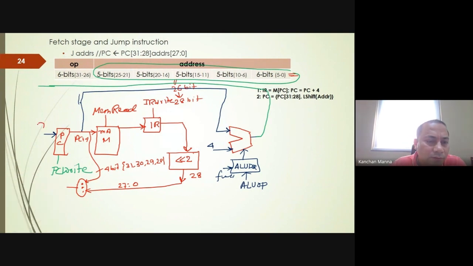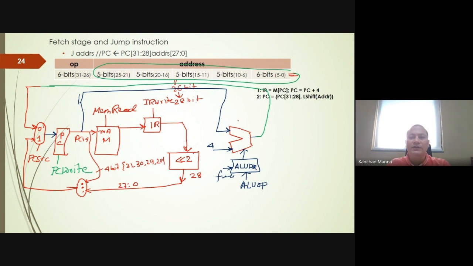So we have a mux here. Okay. Now, for 0 this would be the path, and for 1 this would be the path, and we have the PC source. Okay, so this is the data path for J-type instructions. Now what is the next step?